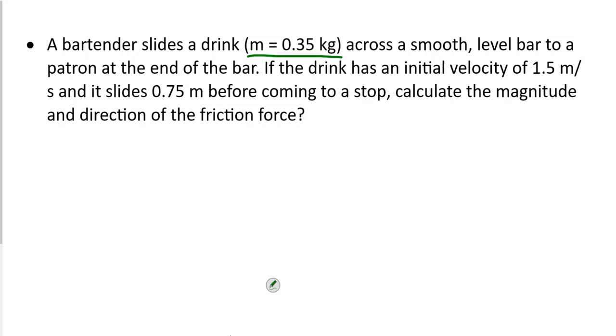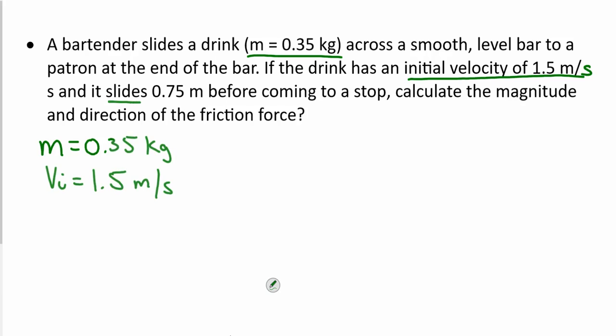So we know that the mass is 0.35 kilograms. We know it has an initial velocity of 1.5 meters per second. We know that it slides 0.75 meters before it comes to a stop, which means that the final velocity is 0.